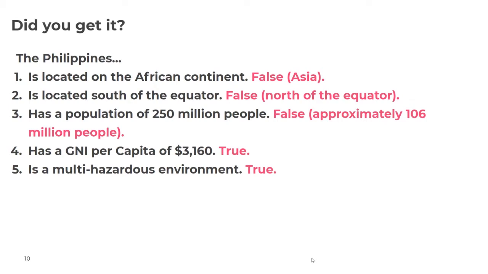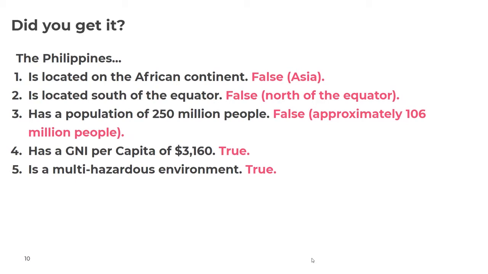So number one, the Philippines is located on the African continent is false. It's actually Asia, or Southeast Asia to be specific. Number two, the Philippines is located south of the equator. That's also false. It's actually located north of the equator. Number three, the Philippines has a population of 250 million people. That's false. It's approximately 106 million people.